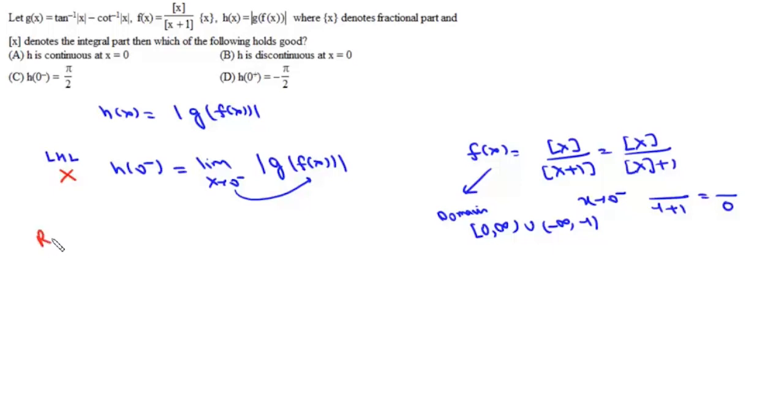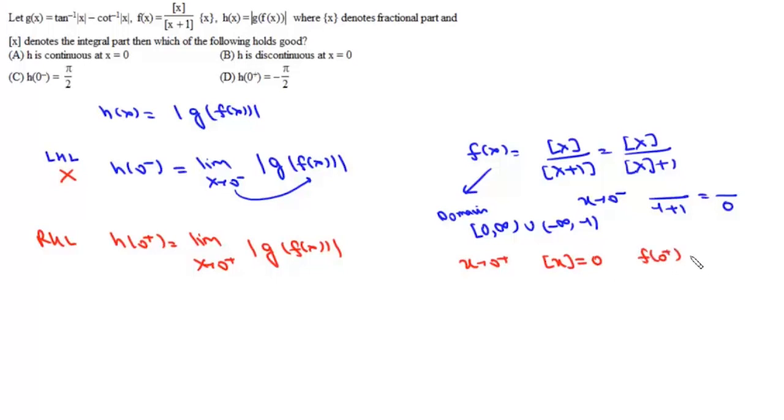Now if we look at its right hand limit, it will be h tends to 0 positive, and then it will be this limit x tends to 0 positive g(f(x)). Now if x approaches 0 positive, then greatest integral function of x will be simply 0. So in this case, f(0 positive) will be exactly 0. We also have this fractional part x function here, but it won't make any difference.